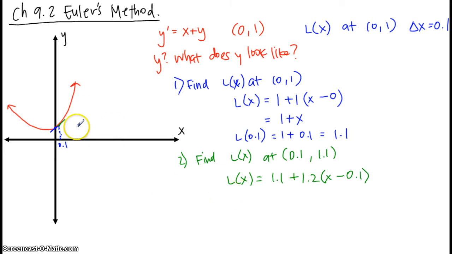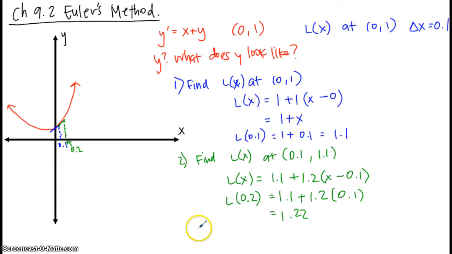Right? So what I'm going to do is I'm going to find the next x step, which is going to be here at 0.2, plug it into the green linearization model. So I'm going to find L of 0.2 this time. And instead of plugging into the blue model, I'm now going to plug it into the green model. So this will give me 1.1 plus 1.2 times 0.2 minus 0.1, which is just 0.1. This will give me 1.22. So again, when I plug in 0.2 into the green model, my output here is 1.22, this point right here.